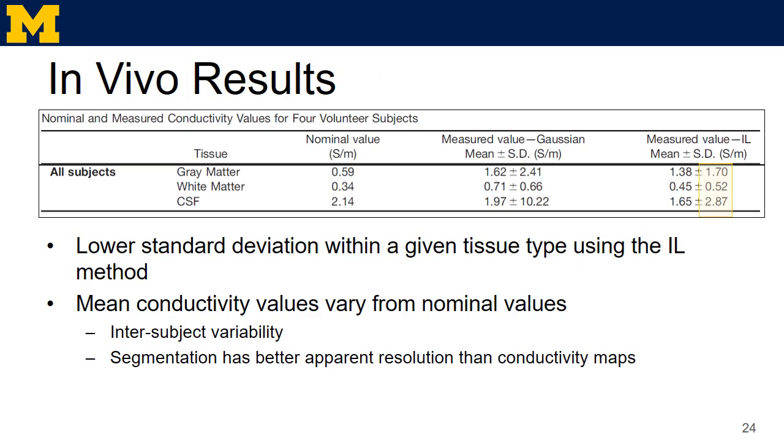If we look at the conductivity values for all subjects across the three different tissue types, we see that the standard deviation within a given tissue type is lower for the proposed inverse Laplacian method than for the Gaussian filter. We also see that the mean values for both methods are quite a bit different from the nominal value. And that might be because of intersubject variability, but also because the apparent resolution in our segmentation images is quite a bit better than the apparent resolution in our conductivity images. So we might be blending tissue types inadvertently.